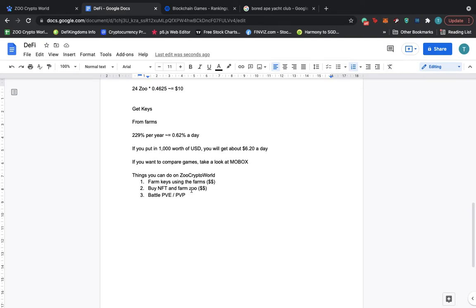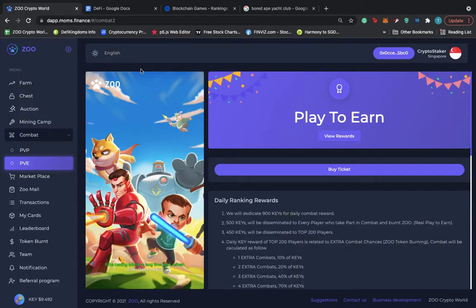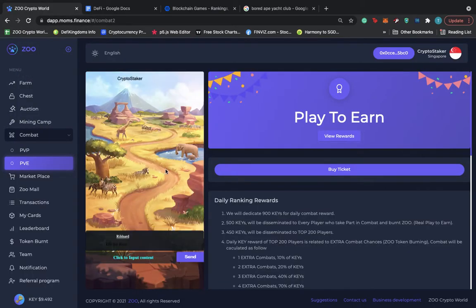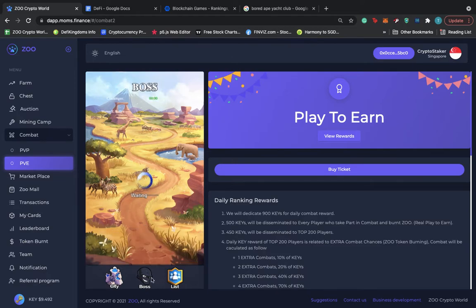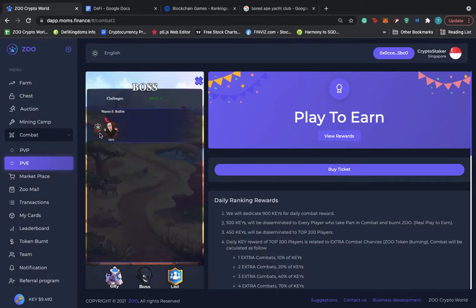So I'm just earning from the NFTs and from the keys that I farm. But if you want to see, I can show you how this works. Firstly, this one is for PvE. You just need one NFT, and of course if you want better rewards, you need better NFTs. That means you need to upgrade and get a legendary NFT.